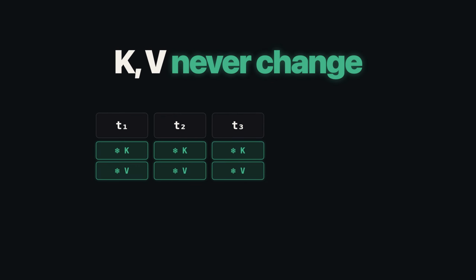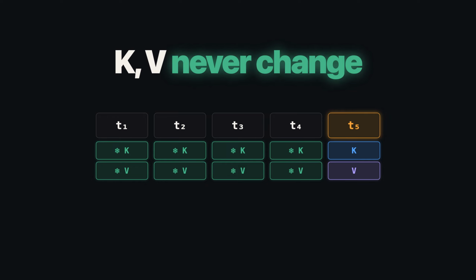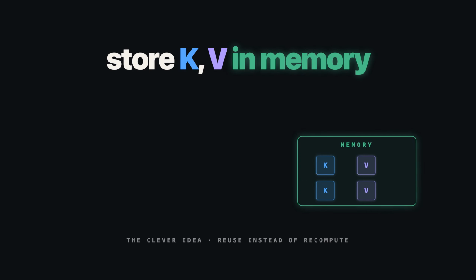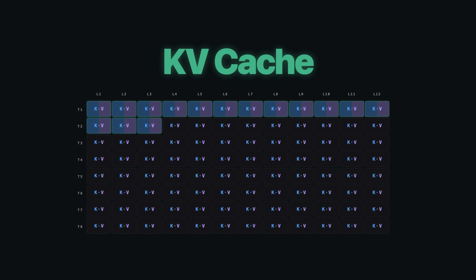Once you compute the key and value for a token, those values never change. The next token gets its own pair, and the old ones are frozen forever. So researchers had a very clever idea of storing those vectors in memory instead of recomputing them. The stored memory is called the KV cache.